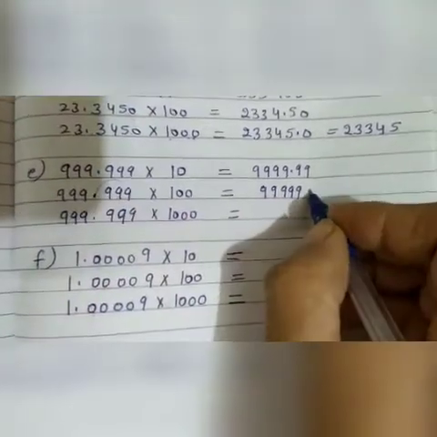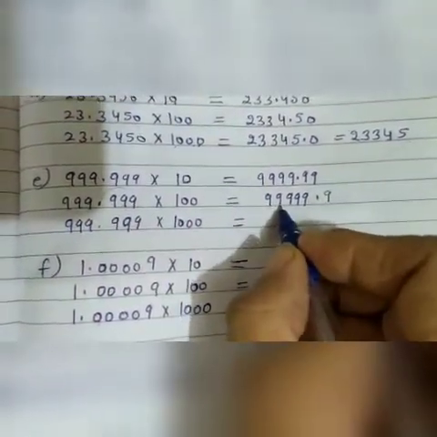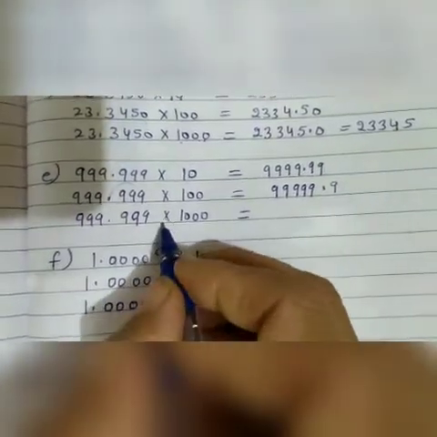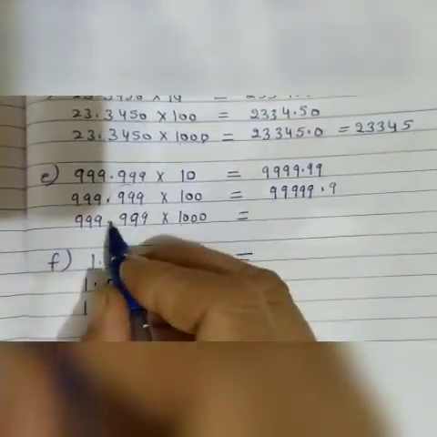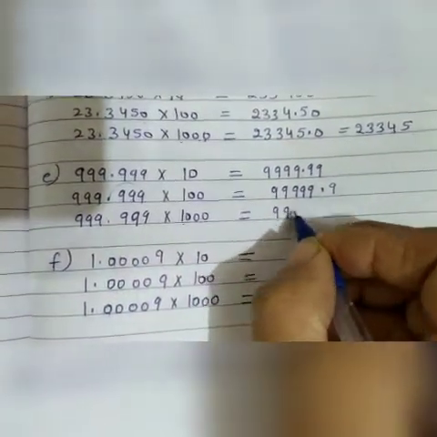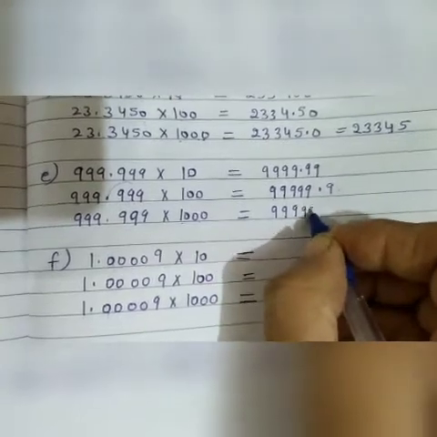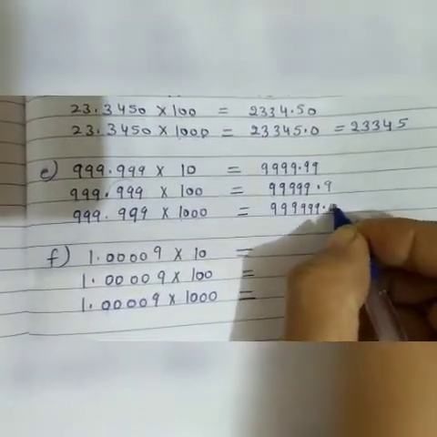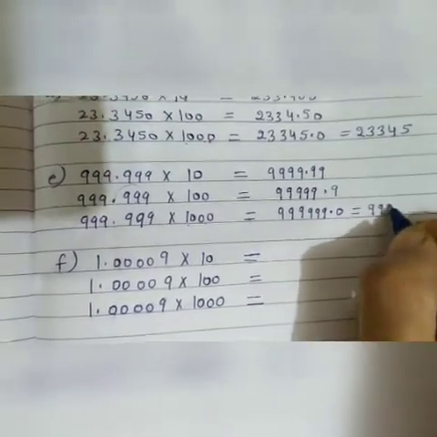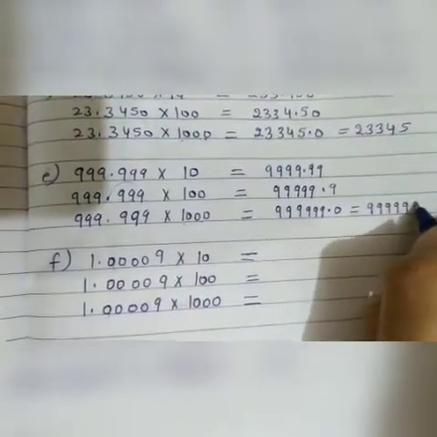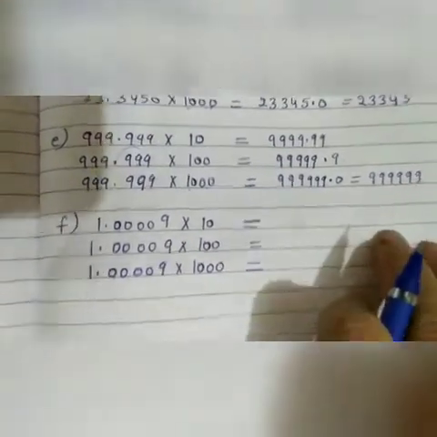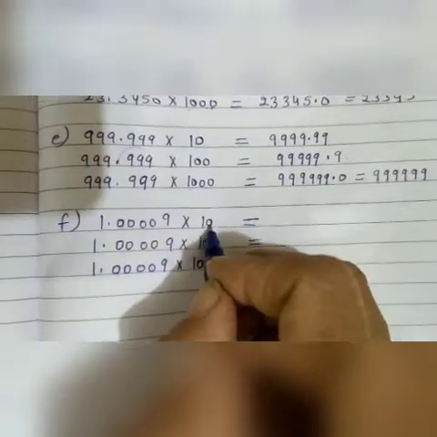5 times 9. It is 99,999.9. Now here after decimal 3 zeros. So this decimal will be shifted 3 place this side, right side. Then 999,999.0. After decimal only 0. It means 999999. It means 9,99,999.